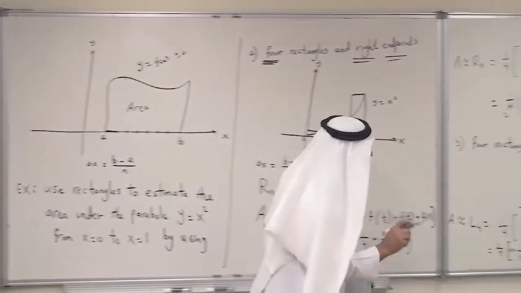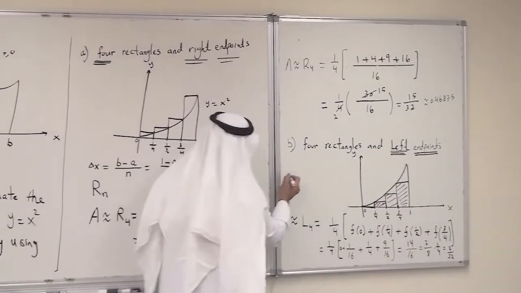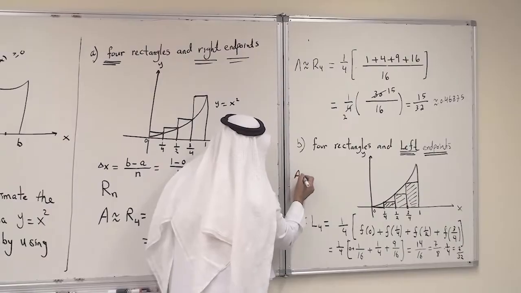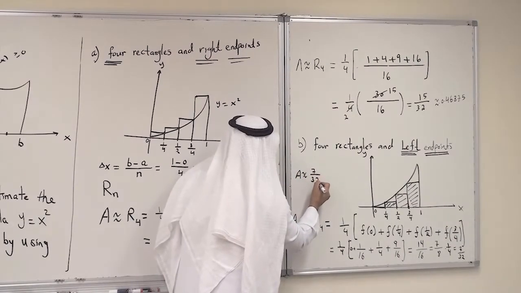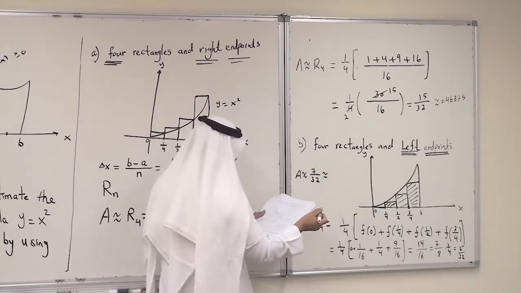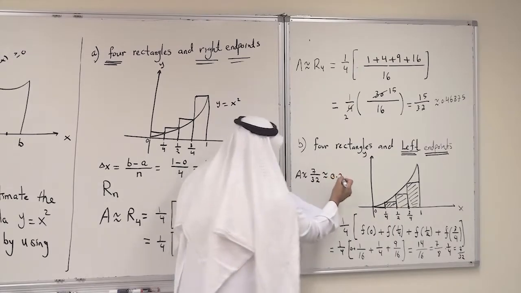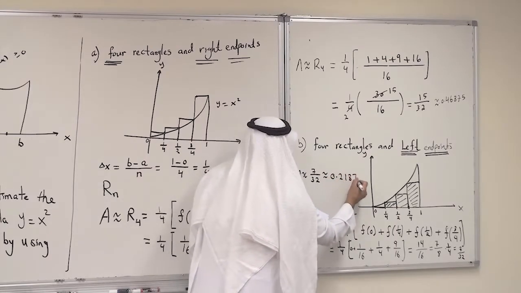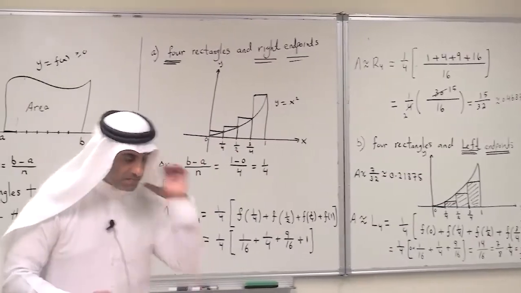I need to do some calculation here. 7/32, you will find that the area is approximately equal to 7/32. This is approximately equal to, in decimal notation, 0.21875.